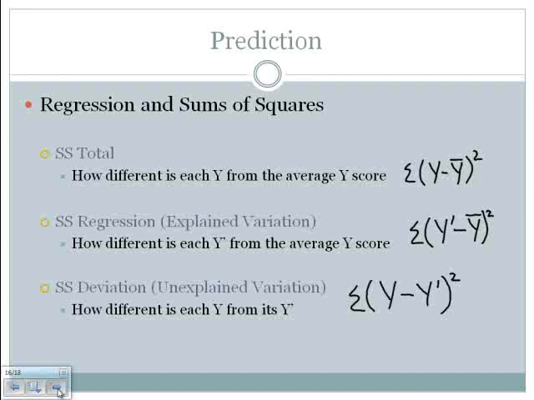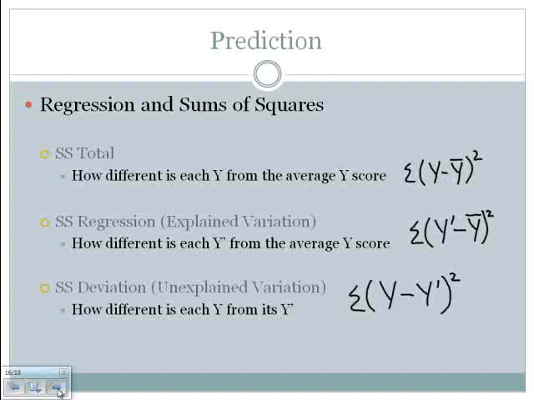Again, it's maybe kind of a formal definition, if you will. SSD is the variation that is not accounted for by knowing X. It is the unidentified variables that are related to GPA other than someone's SAT score. So again, it's the variation that is not accounted for by knowing X. It's the unidentified variables related to GPA other than SAT score.